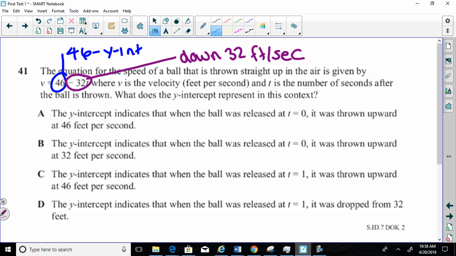So I guess throw down at 32 feet per second. That's the only thing I could think of, but you're going to have nothing this big on your test. This was incorrectly written and incorrect. It looked like it was deeper. Yeah, but this was when t equals 1, and that would be when t equals 0.